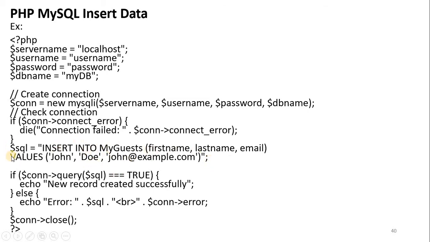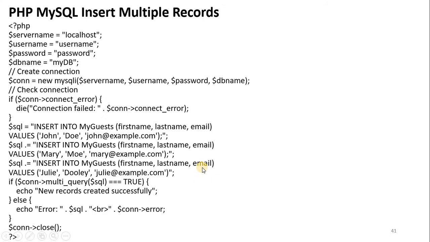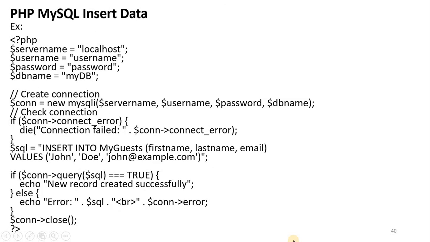Again, this query I am going to store in a variable called SQL, and now I am going to execute that SQL variable using the query function, and if it is true we are going to record it. We insert these particular values successfully into the table, that is the MyGuests table. This is for inserting a single record.